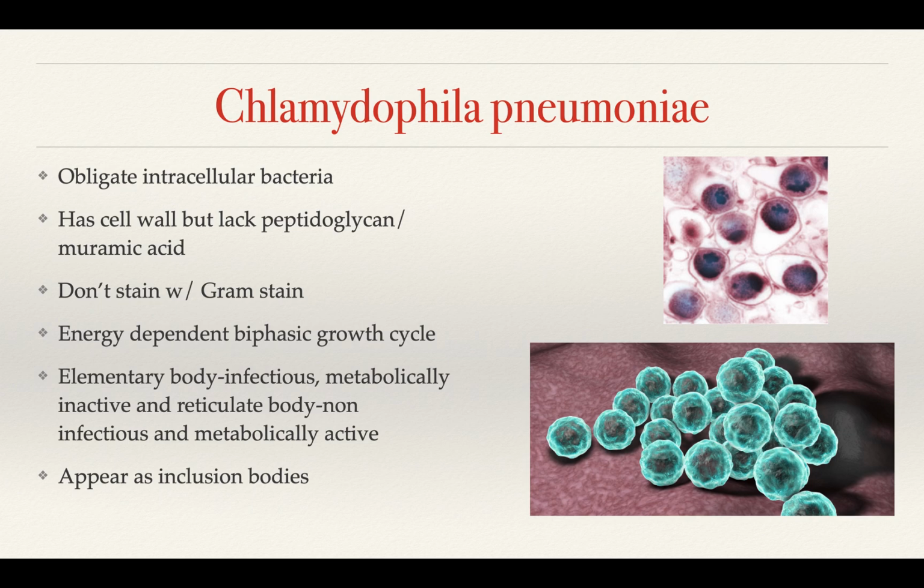Chlamydophila pneumoniae is an obligate intracellular bacteria. It has a cell wall, but lacks the peptidoglycan and the muramic acid, so it doesn't stain with Gram stain. It has a biphasic growth cycle, where in the first phase they are elementary bodies, which are infectious and metabolically inactive. And then it matures into the reticulate bodies, which are non-infectious and metabolically active. And those appear as the inclusion body in our cells.